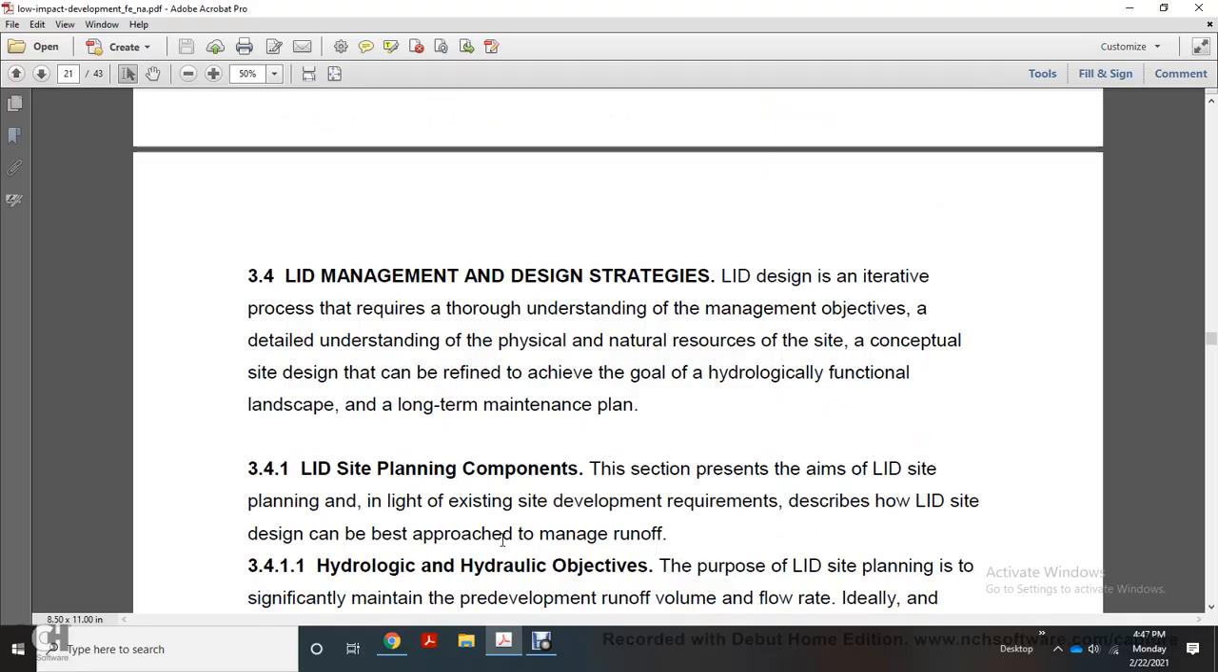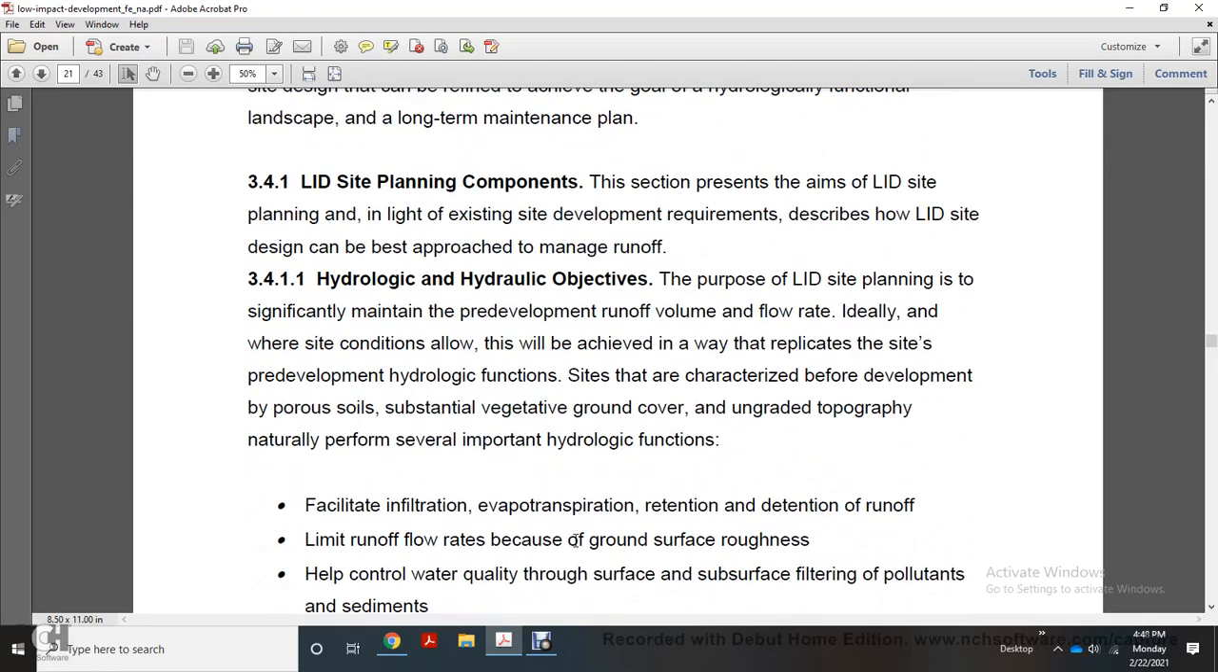Low impact development site planning components. This section presents the aims of low impact development site planning in line with existing site development requirements. It describes how low impact development site planning and design can be the best approach to manage runoff. Hydraulic objective: the purpose of low impact development site planning is to maintain pre-development runoff at a low rate, ideally where site conditions allow.